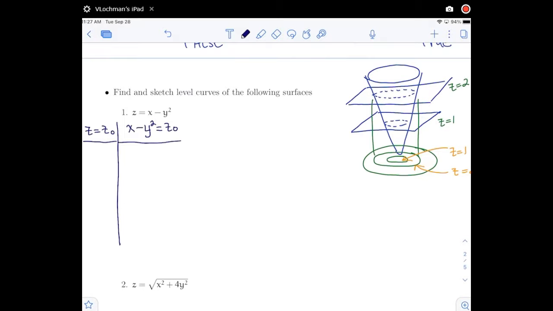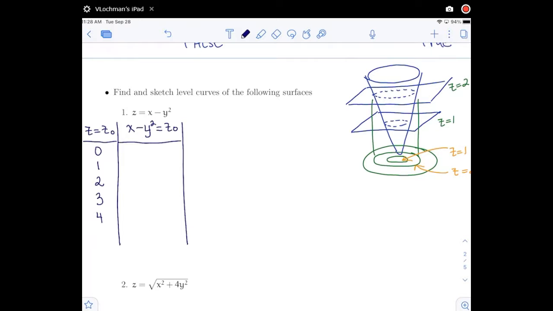Okay, so for this particular example, I'm going to pick values of 0, 1, 2, 3, and 4. So this is me cutting this surface with z-planes. z is equal to 0, z is equal to 1, 2, 3, and 4. Okay, and that should give me a pretty good idea of what that surface looks like.